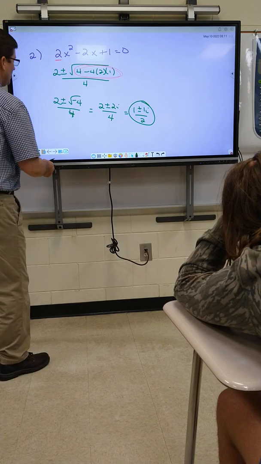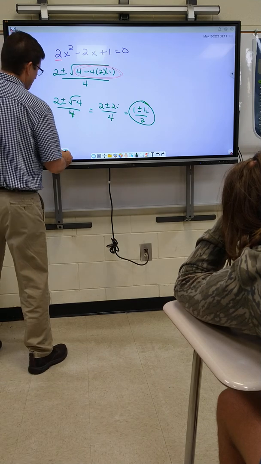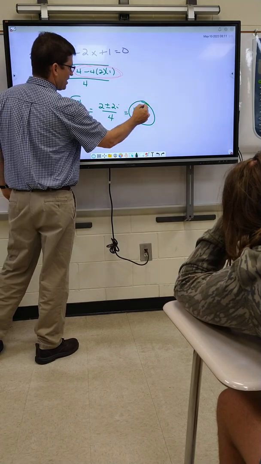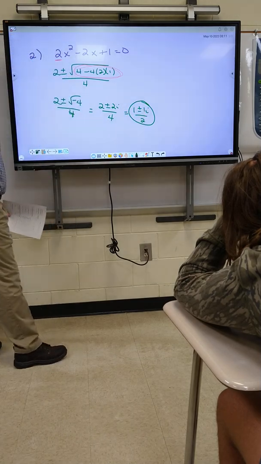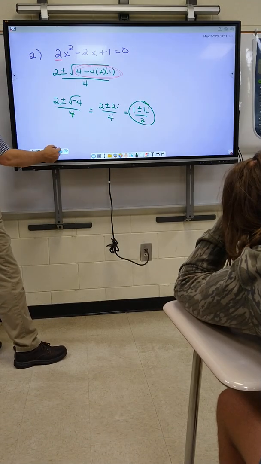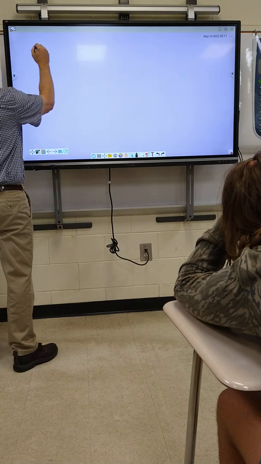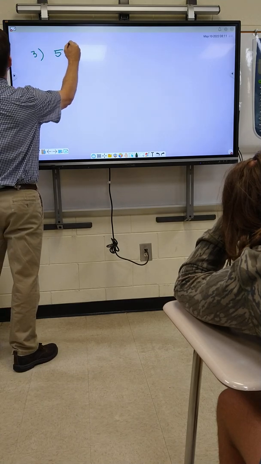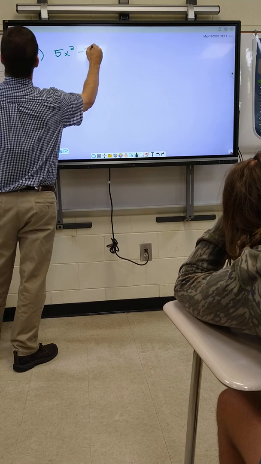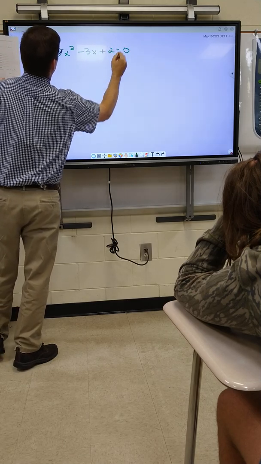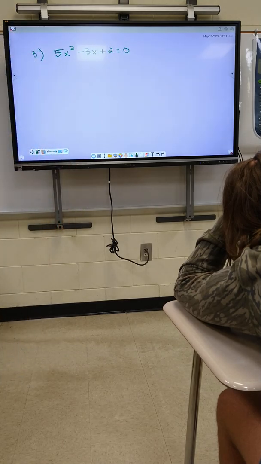All right, let's go to number 3. Everybody good on that one? What does that say again? 1 plus or minus 1i over 2. I just divided them all by 2. Alright, so number 3, it's 5x squared minus 3x plus 2. Alright, try this one. Maybe this one's a little bit easier.